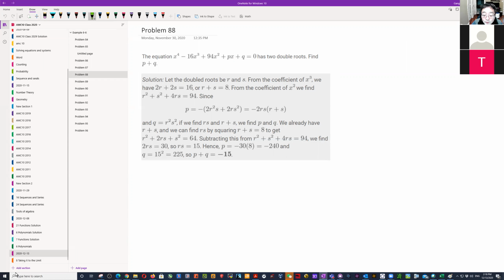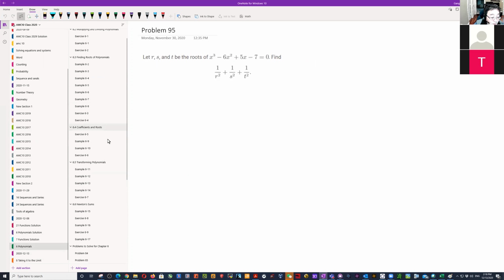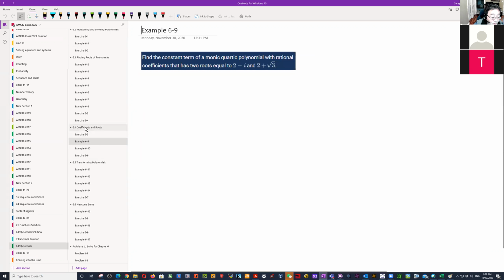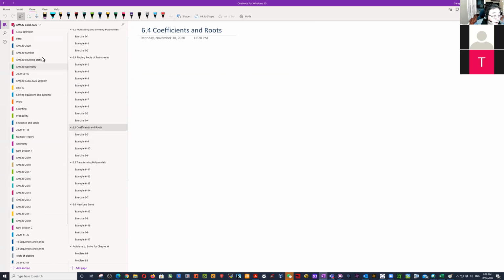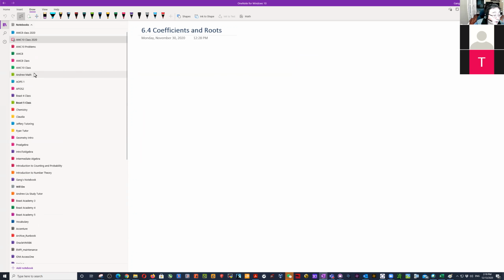So if it has a double root, find p plus q. This problem is a little bit advanced. It's actually a higher iteration of Vieta's formula. Let me cover that part first, because last time we covered how to find the roots of a polynomial, but we didn't really cover the relationship between the coefficients and the roots. Let me copy that chapter over.